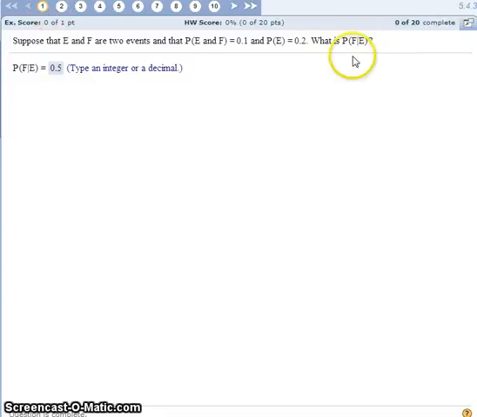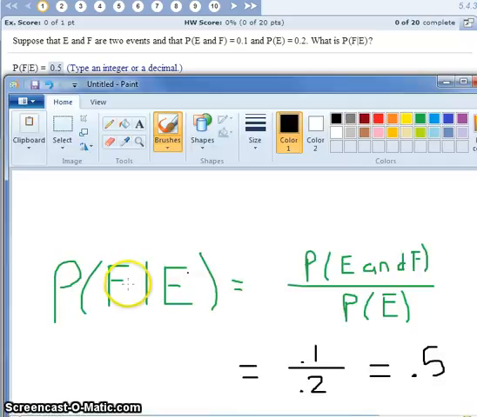For number 1, we're trying to find a conditional probability, the probability of F given that E has occurred. And from the formula, we know we would solve that by putting the probability that E has occurred on bottom and the probability that E and F occur at the same time on top. And so from the problem, that's 0.1 over 0.2, which is 0.5 or 50% of the time.